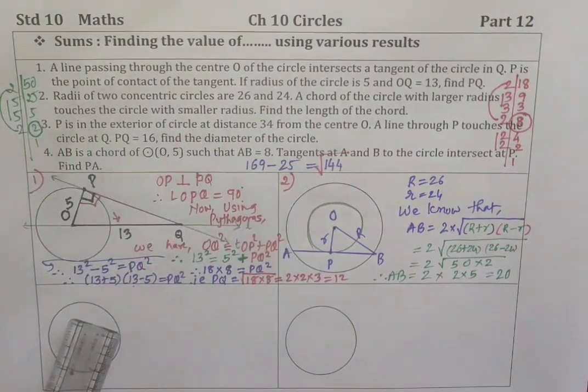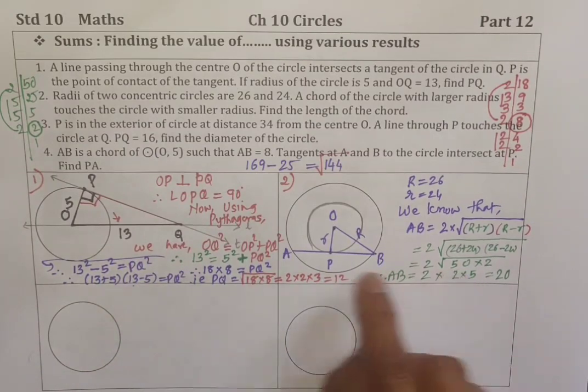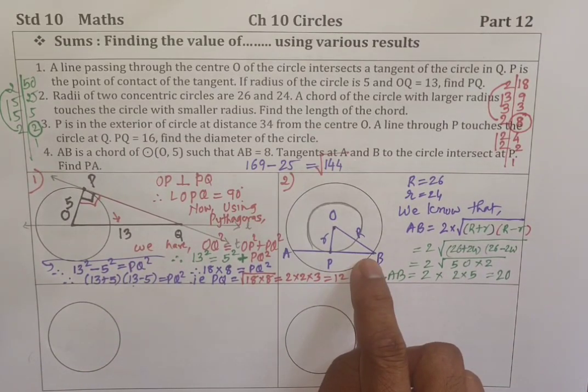Nothing, no unit is given. So 20, that's it. Understood, children? Is that clear to you? It should be easy if you remember the formula. Here Pythagoras is used. Here formula to find the length of the chord is used. Right? So moving on to the next one.